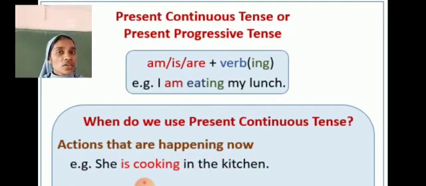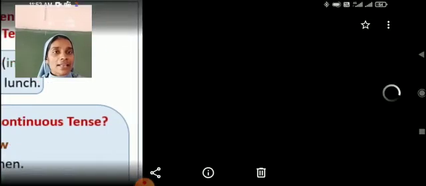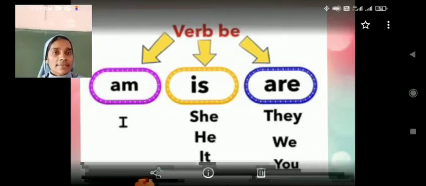What is the structure of the present continuous tense? Subject, then to be form. Which are the to be forms? Am, is, are. Then the ing form of the verb, then object. For example, I am eating my lunch. So what is the structure? Subject, to be forms. To be forms means am, is, are.